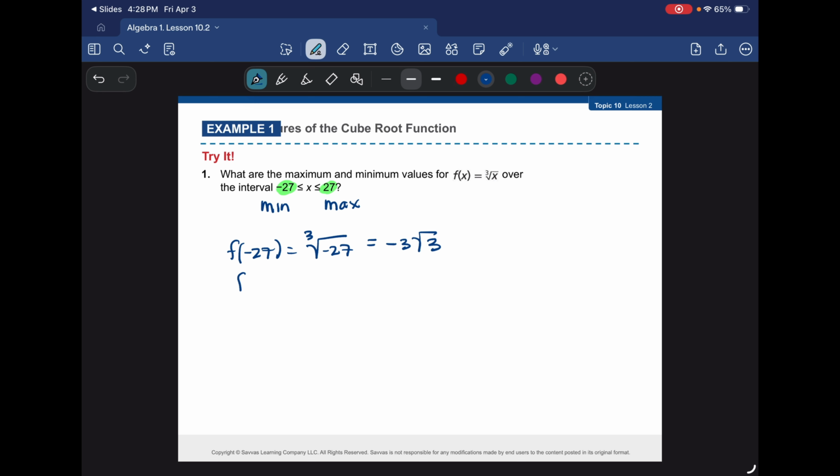And if I evaluate positive 27, substituting my input into my function rule, this would be positive 3 times the square root of 3, just like we did in the beginning slide.